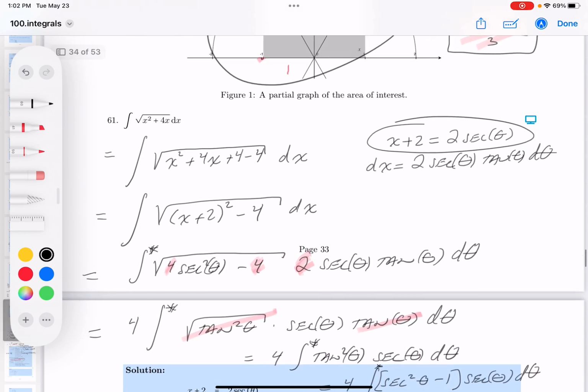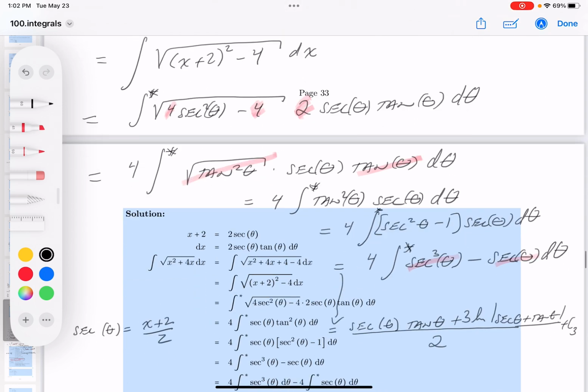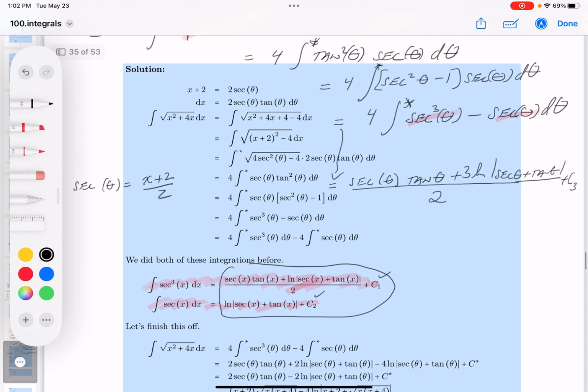Okay, let me put on what I did over here. I did this. So I said secant of theta is going to be (x plus 2) over 2. All right, let's keep moving along, one step at a time. And I definitely need the tan of theta too. I'll put that down for you.